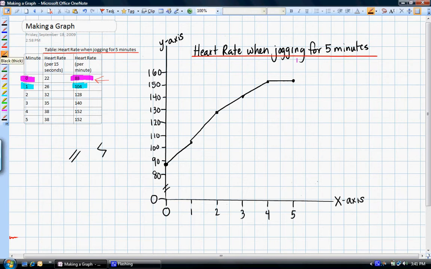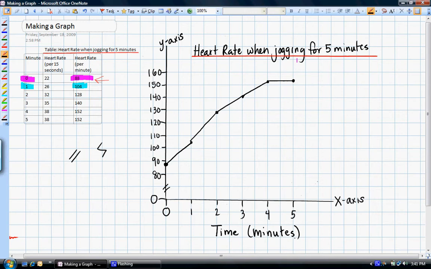So that title is a good one because it tells me exactly the information I'm going to see in the graph. My x-axis needs a label too. Now the x-axis is telling us time in minutes. I always put the unit in. So minutes is our unit here. Sometimes we may have degrees Celsius if we're dealing with temperature. We may have centimeters if we're dealing with length.